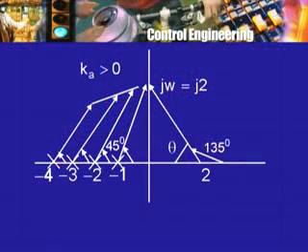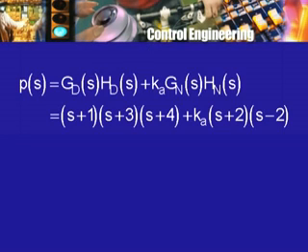So here was the pole-zero diagram, which I have been looking at for quite some time now. There are 3 poles, minus 1, minus 3, minus 4. There are 2 zeros, plus 2 and minus 2. So what is the characteristic polynomial? The characteristic polynomial, if you remember, was GD HD, that is the denominator of GH, plus the gain Ka into Gn Hn. Let me call it P of s.